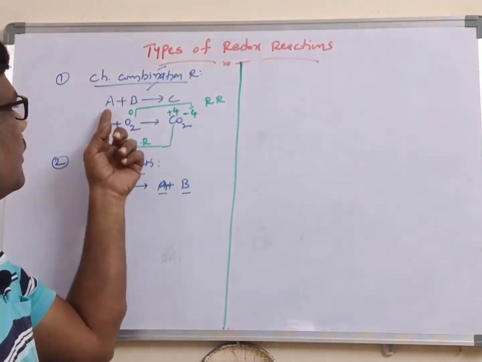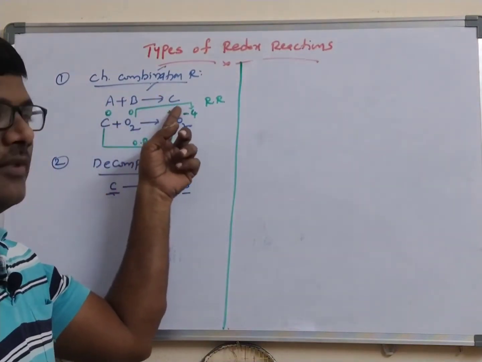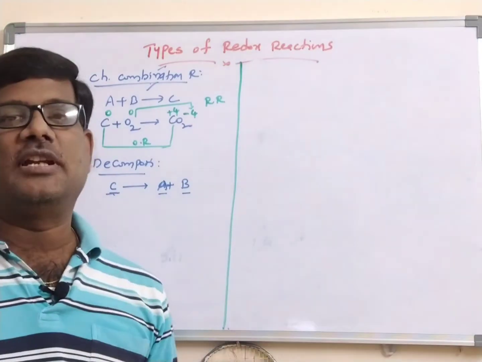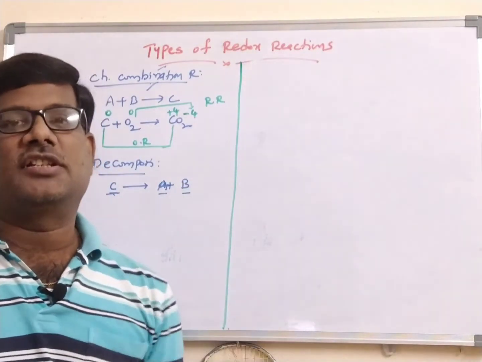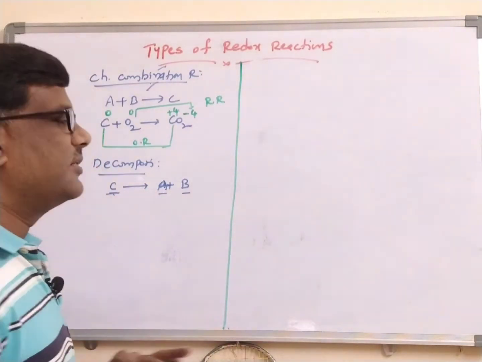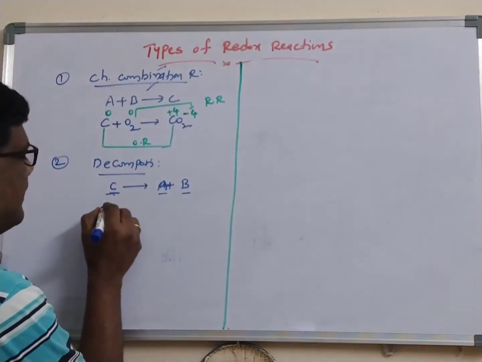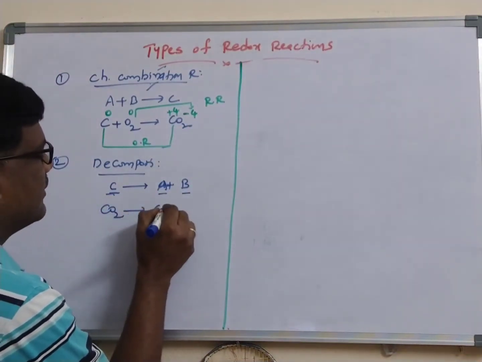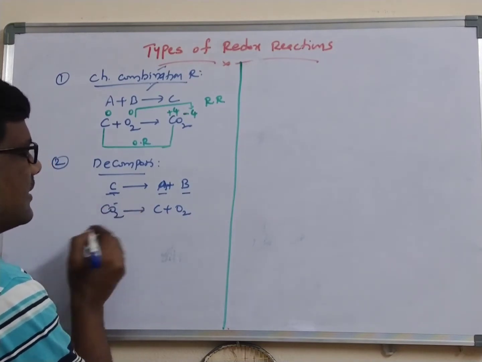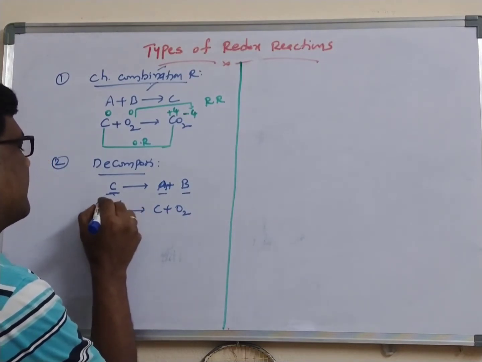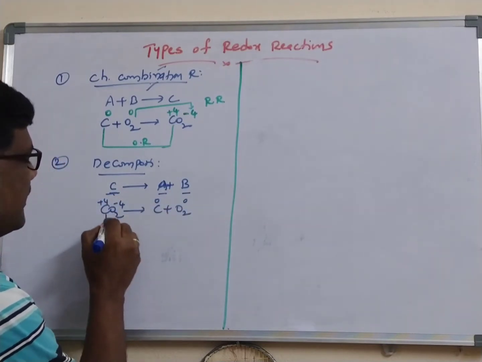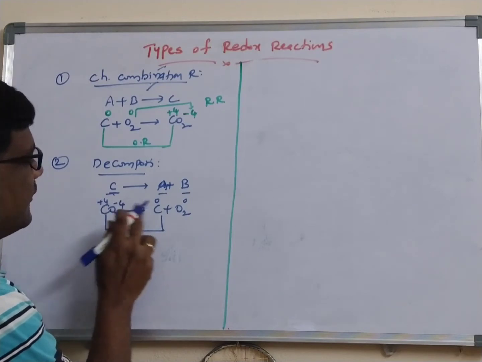In the combination reaction, two elements combine with each other to give a product or compound. Here one compound splits into two or more than two elements, and both oxidation and reduction take place simultaneously. That's why this reaction is called the decomposition reaction. We will take the same example: carbon dioxide converts into carbon and oxygen. Here the oxygen oxidation state is -2, carbon is +4. On the product side, carbon is 0, oxygen is 0. Carbon's oxidation state changes from +4 to 0.